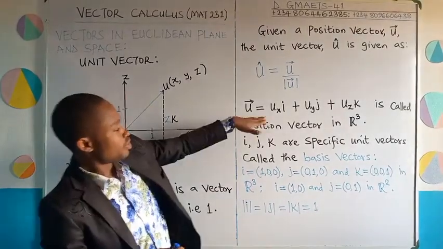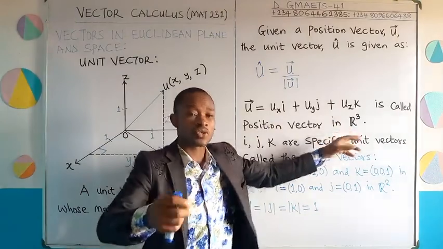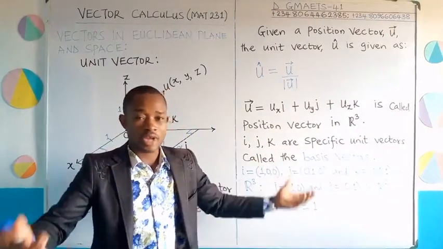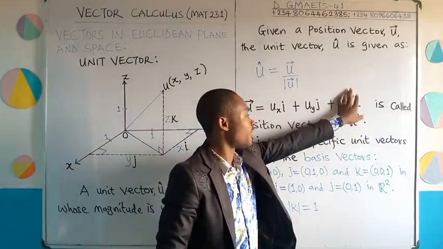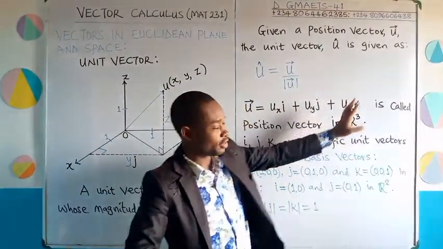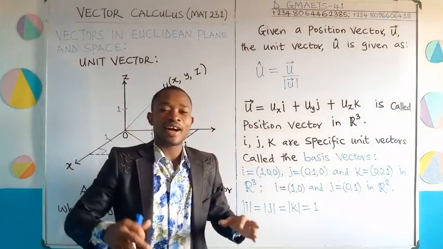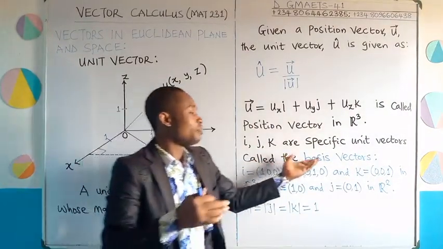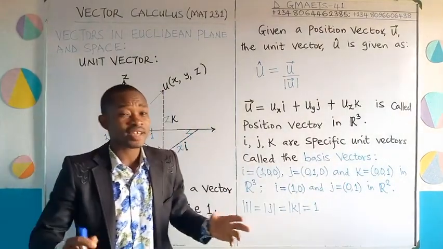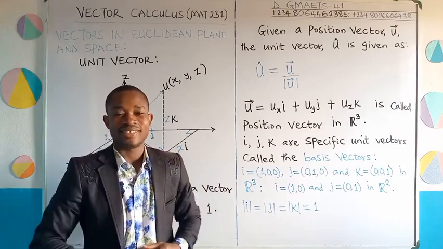And this form that I gave this vector is a vector in 3 dimensions. It can also be reduced to 2 dimensions. If you wipe off any one of them, what is left will be a vector in the Euclidean plane, 2 dimensions. These i, j, k are actually called the basis vectors. Like I said, they are specific unit vectors. We'll call them the basis vectors because they are standard.